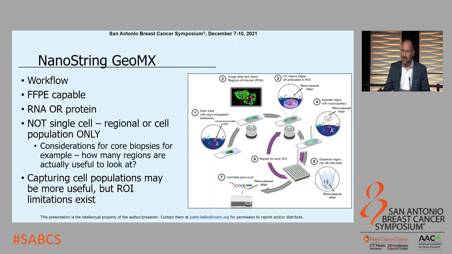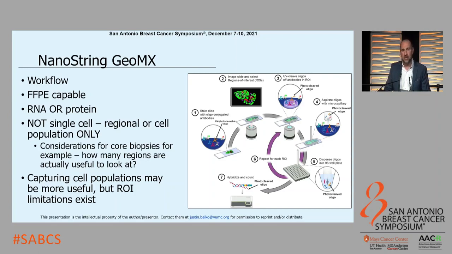And so what this does is on the slide, you can't see anything from those markers, but you also co-stain with a couple of typical immunofluorescence markers. You then image that slide according to those fluorescent markers and select different regions or different cell populations based on your architecture markers to hit with a UV light. Once that UV light hits, those oligonucleotides are cleaved off. The machine sips up those oligonucleotides, then counts them on a machine.